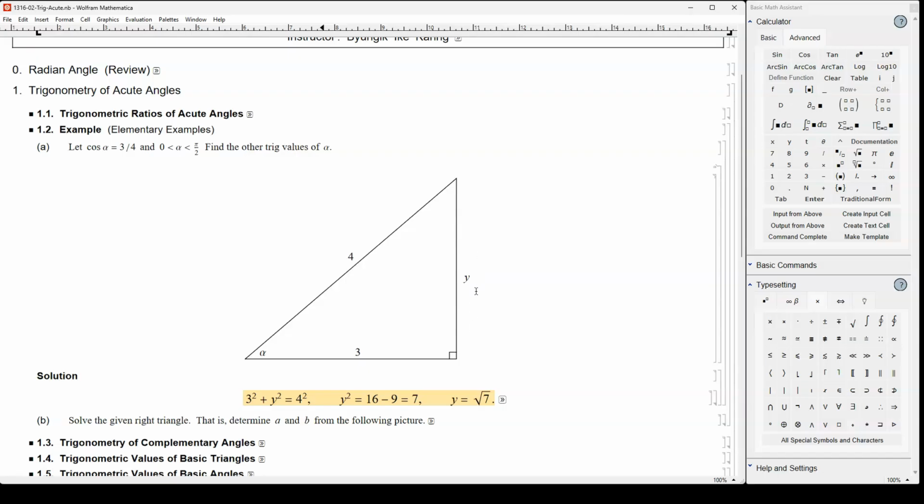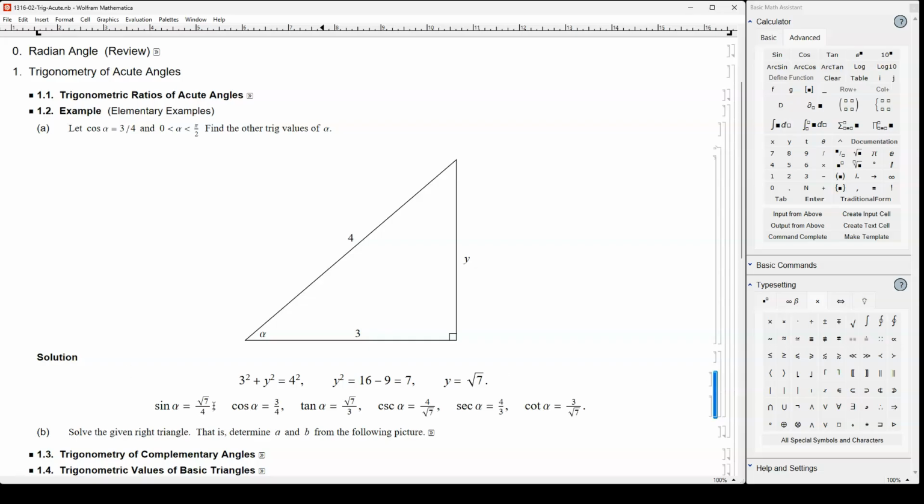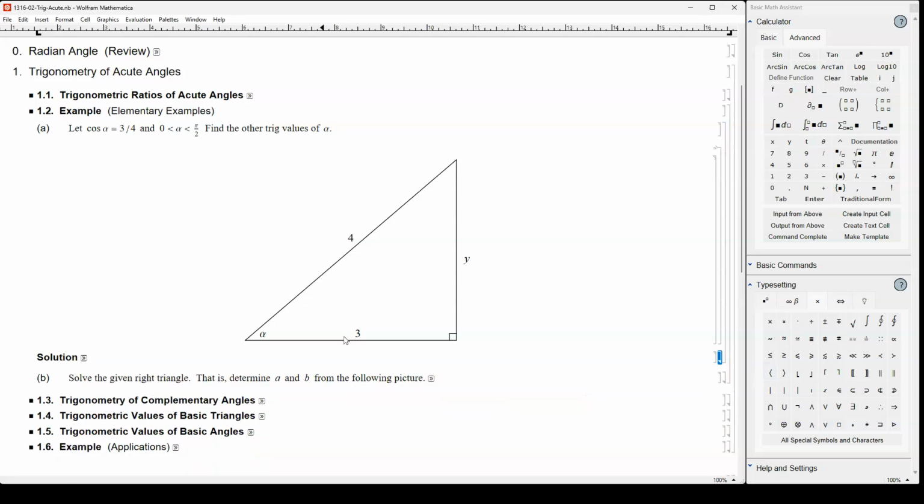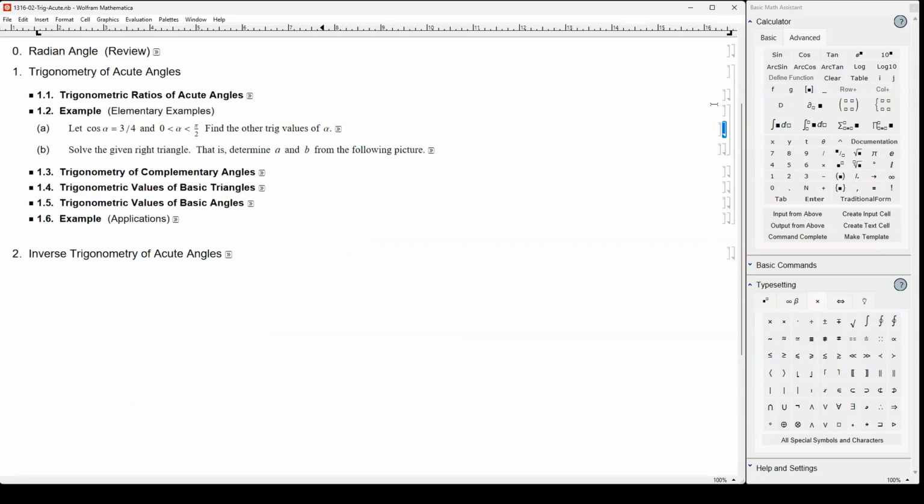So I know all the sides, so we can find out all trig values here. Sine is square root of 7 over 4, opposite over hypotenuse. Cosine is 3/4. Tangent is square root of 7 over 3, opposite over adjacent, and so on, the reciprocals. Even when these numbers are different, you can use the same arguments to answer everything actually. Just use the Pythagorean rule.